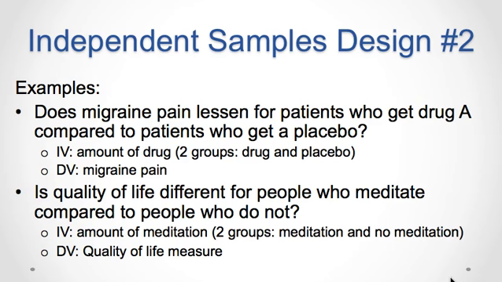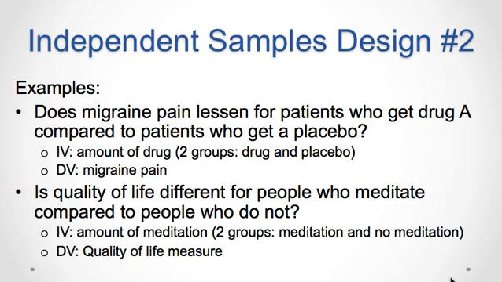Here are two more examples. 1. Does migraine pain lessen for patients who get drug A compared to patients who get a placebo? The independent variable is amount of drug with two independent groups, the drug and placebo group. The dependent variable is a measure of migraine pain.